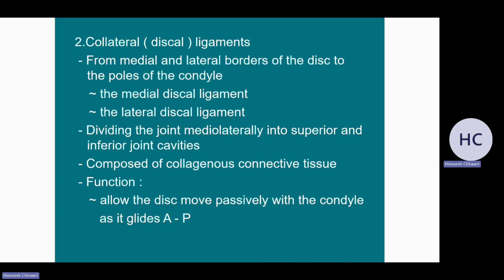Now, the collateral ligaments or discal ligaments are ligaments which are present inside the joint capsule. That is, they run from the articular disc to the mandibular condyle. We have two: medial and lateral discal ligaments. As the name suggests, one is present medially and one is present laterally. One runs on the middle part from the articular disc to the condyle, and one is lateral from the articular disc to the condyle.